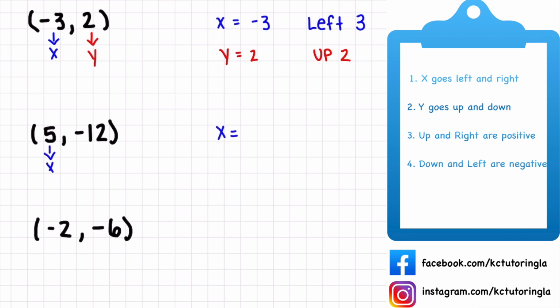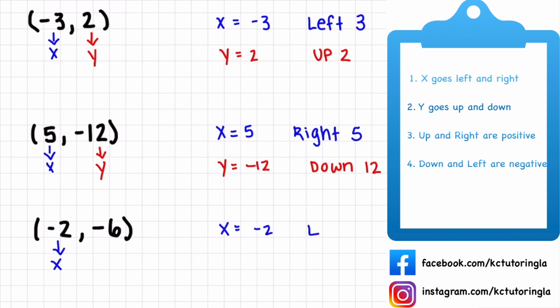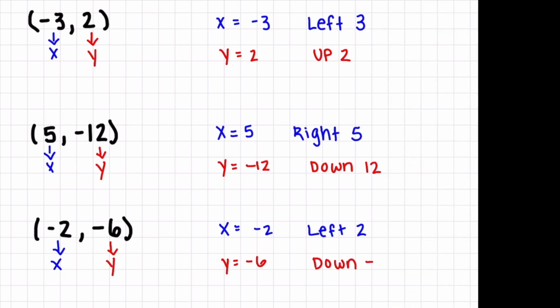X is 5. X is positive, so it will go right 5. Y is negative, so it'll go down 12. The point is 5 to the right and 12 down from the center. X is -2, so left 2. And y is -6, so down 6. The point is left 2 and down 6 from the center.